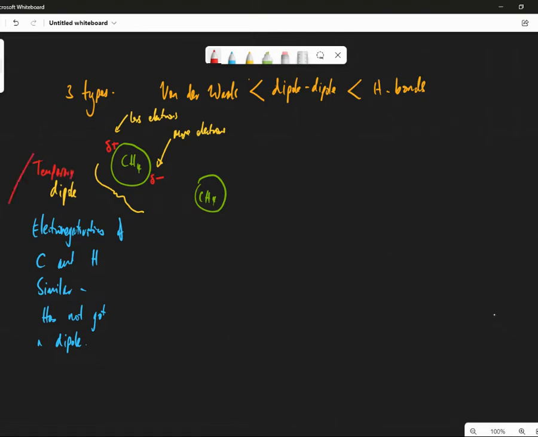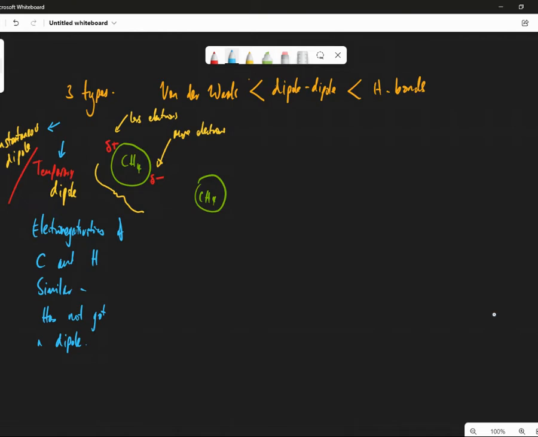Now, another way of saying temporary dipole, it exists for a tiny, tiny moment of time. It's also known as an instantaneous dipole. Now, you'll have to look at the syllabus because I honestly can't remember which term they prefer. Maybe it's instantaneous or maybe it's temporary. But it's the same thing. It means the same thing.